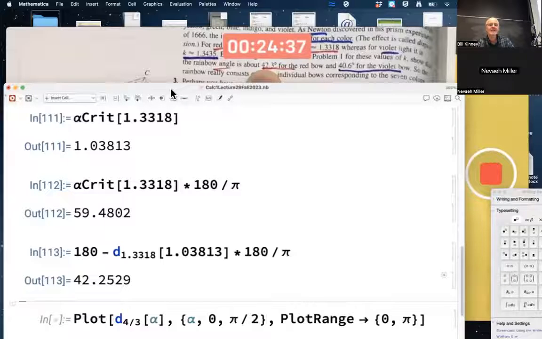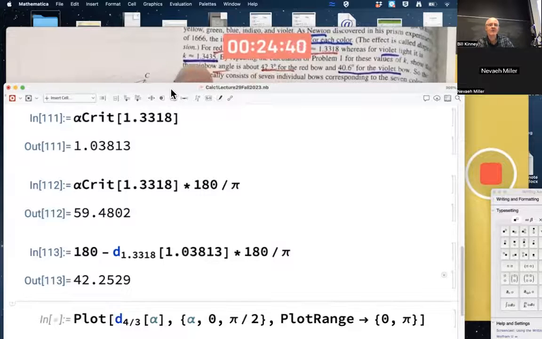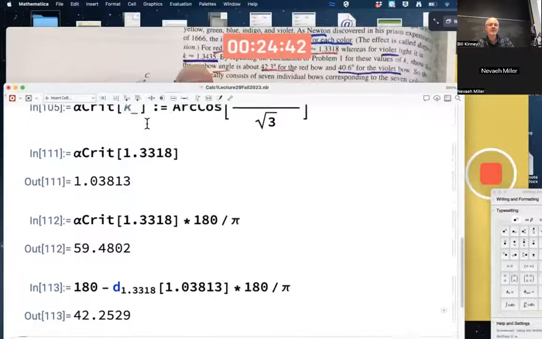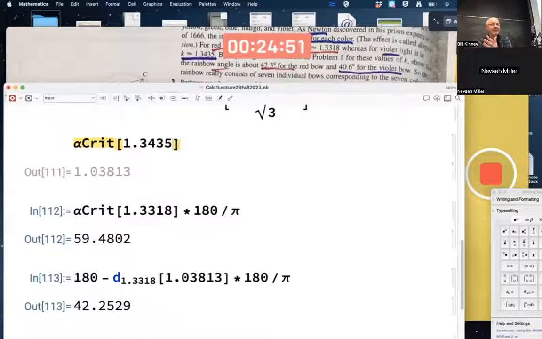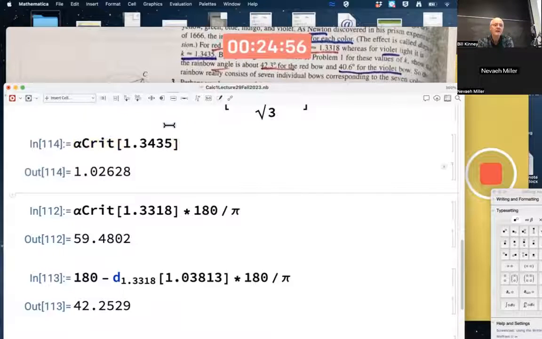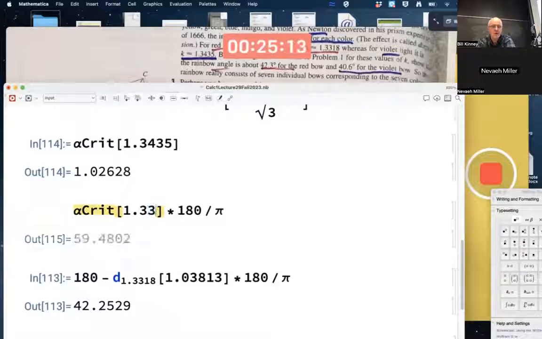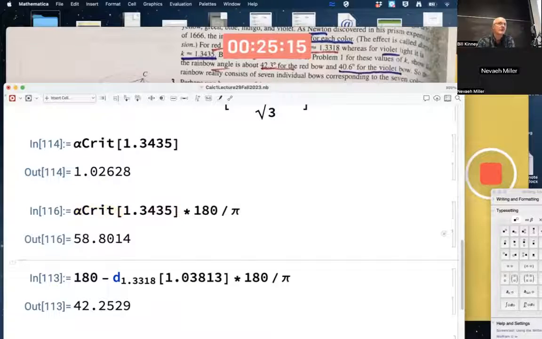And now for violet, K is about 1.3435. Do all the same kinds of things again. Plug in 1.3435 here. That represents K, the refractive index for violet. The critical value of alpha went down. Smaller angle of incidence that gives a minimum deviation. In degrees, that's, oops, need to change this number. Yep, it's a little smaller.